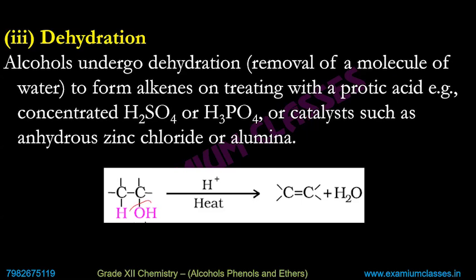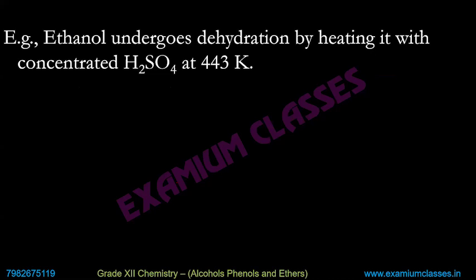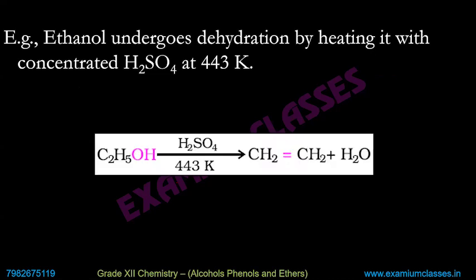So this is how it happens. OH from one carbon, hydrogen from the adjacent carbon. These two go away in the presence of a protic acid and form an alkene. So for example, ethanol undergoes dehydration like this. CH3CH2OH. This OH and this H will go away and a double bond will appear here.